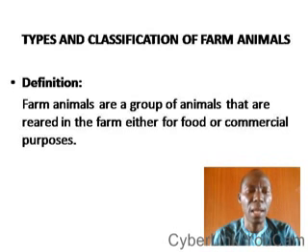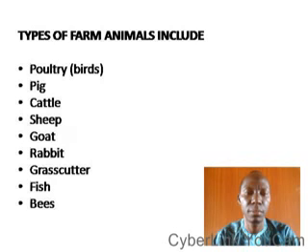Farm animals are a group of animals that are reared in the farm either for food or for commercial purposes. Some farmers rear chicken, that is fowl, while some rear donkey, some rear goats, and some rear pig. Types of farm animals include poultry, pig, cattle, sheep, goats, rabbits, grass cutter, fish, bees, and donkey.